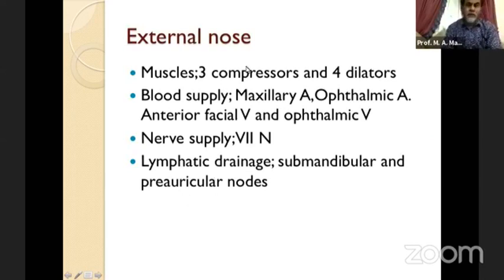But for exam purposes, we never ask these questions. Tell me about blood supply, lymphatic drainage of the external nose. We never ask this question. So we don't even need to know this. But as we are describing the anatomy, you have to know. But this is not for exam.